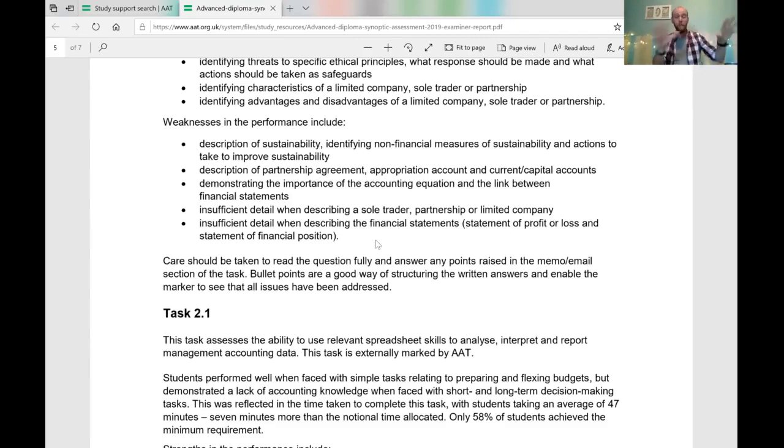And again, speak to people, speak to your friends, speak to your family, and explain to them, if you can get people who are from the non-accounting world to understand what these things are, then you're on the right track. You can do that when it comes to the exam as well. So it also mentions in there about the importance, demonstrating the importance of the accounting equation, which is in both advanced bookkeeping and final accounts prep, and the link between the financial statements as well. So again, recapping in those knowledge areas of advanced bookkeeping and final accounts prep.